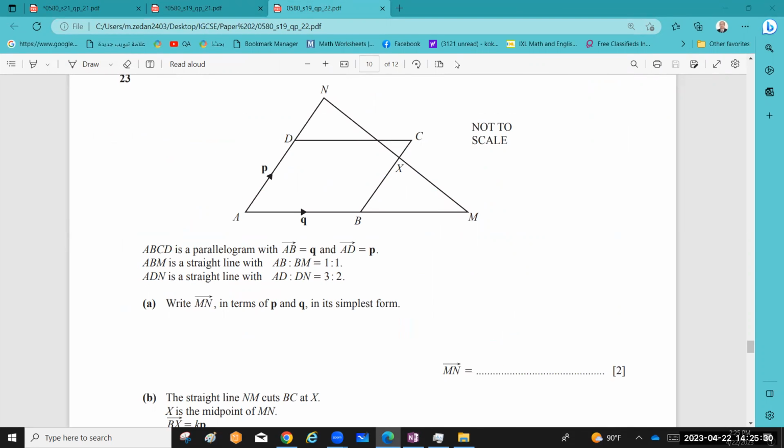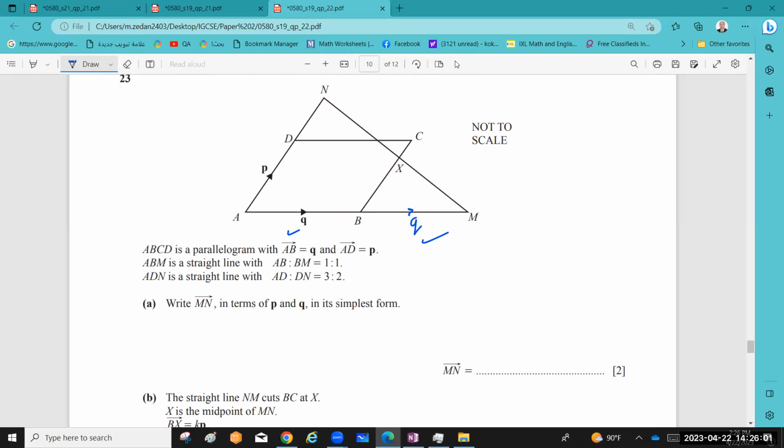In this figure, I also have a lot of given information. Try to write the given information in the figure; it will help you understand and solve. So ABCD is a parallelogram, AB is Q, and AD is P. ABM is a straight line with AB to BM being 1 to 1. Simply, it means this vector is also Q.